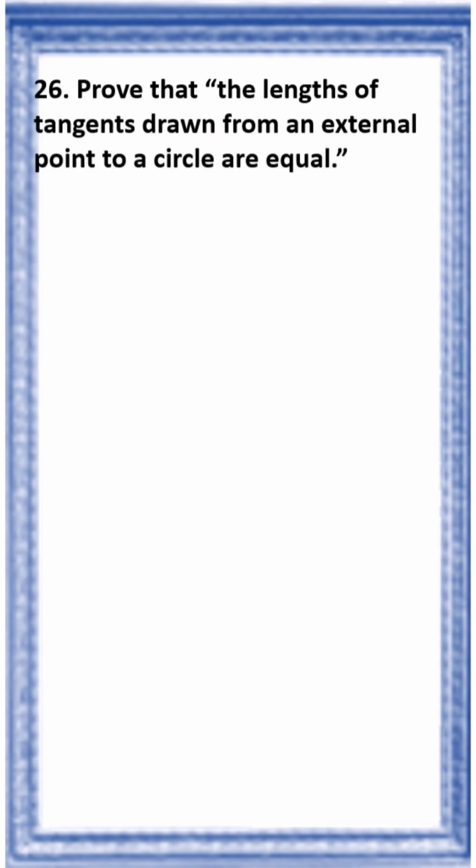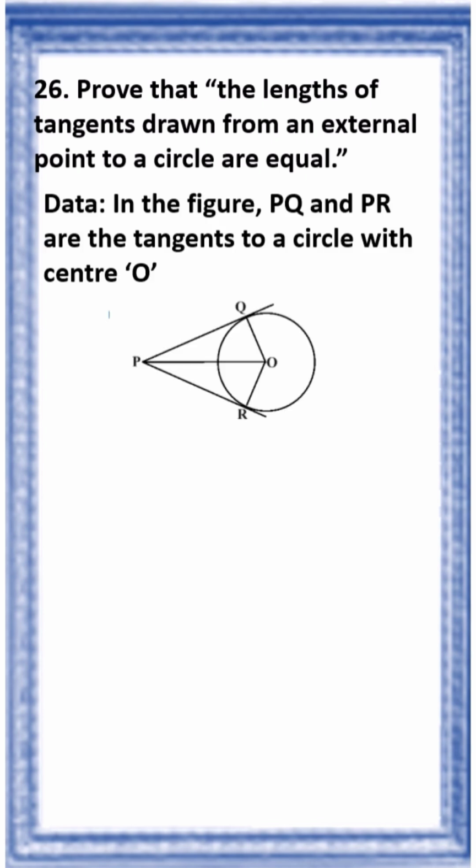Now 26th question. Prove that the lengths of the tangents drawn from an external point to a circle are equal. This theorem is based on the chapter circle. Given: in the figure PQ and PR are the tangents to a circle with center O. Look at the figure. You have to draw the figure also. To prove PQ is equal to PR, means tangents are equal.